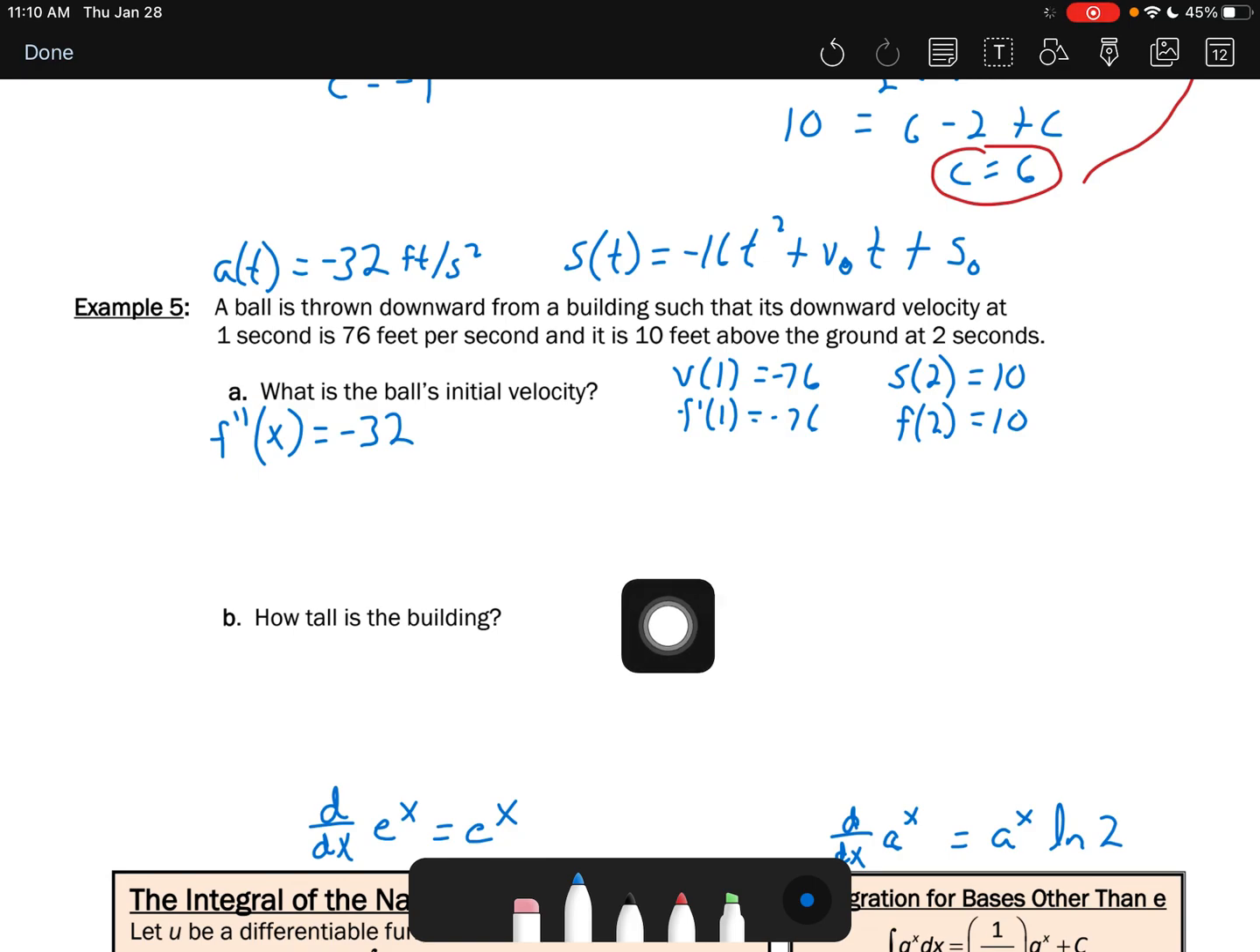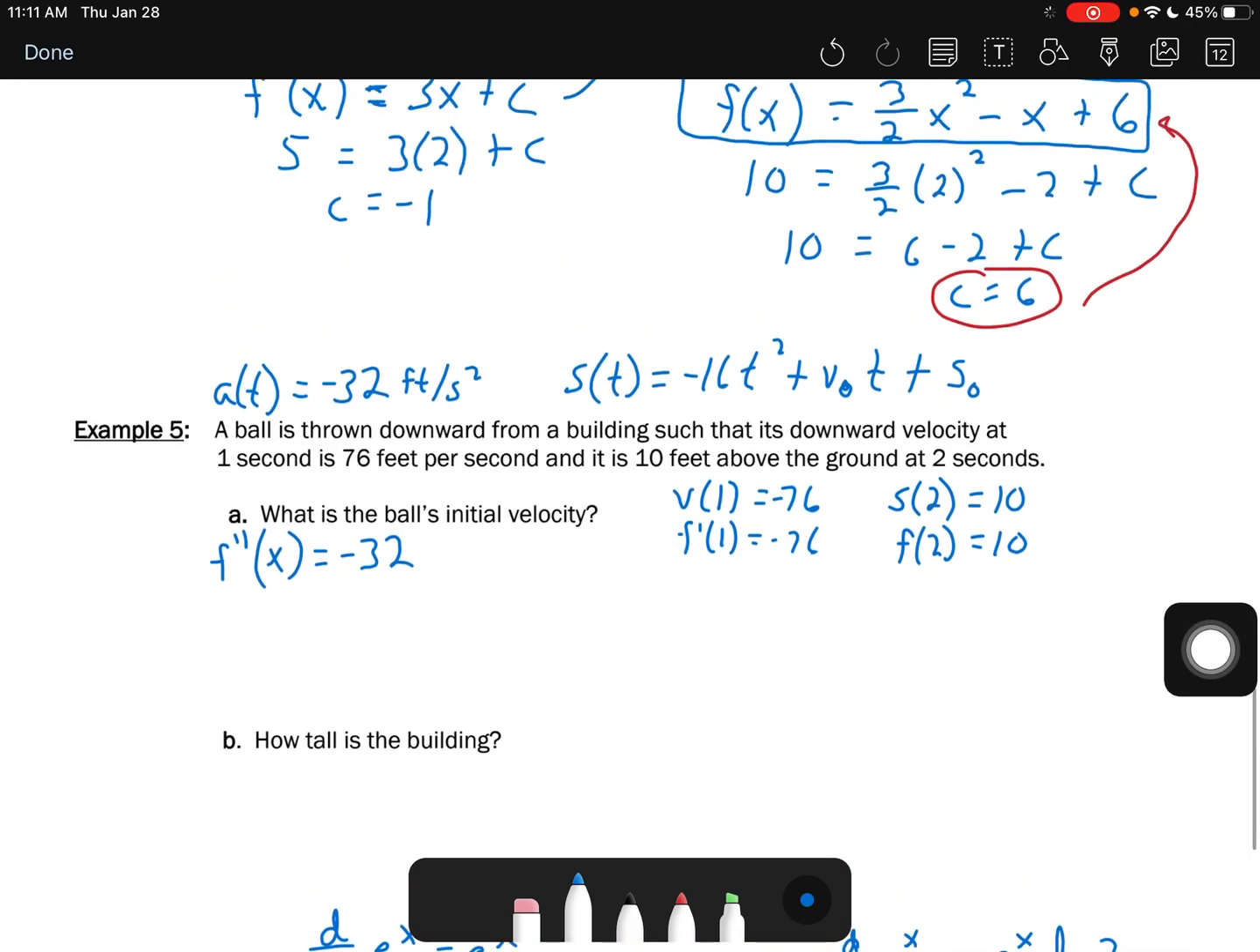Similar example here, except it's more in an application setting. And we talked about the relationship between position, velocity, acceleration, where if I take the derivative of position, they use s of t for that, I get a velocity. And if I take the derivative of velocity, I get acceleration. So the second derivative of position is acceleration. We've seen problems like this before, but maybe setting them up as a differential equation is a little different.